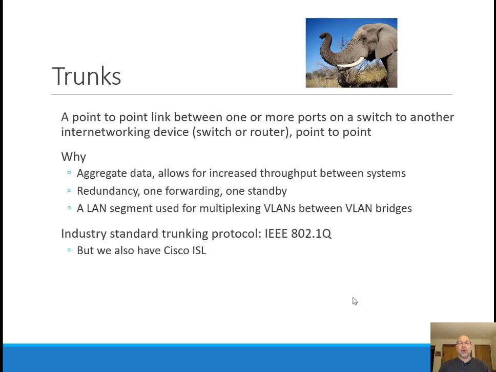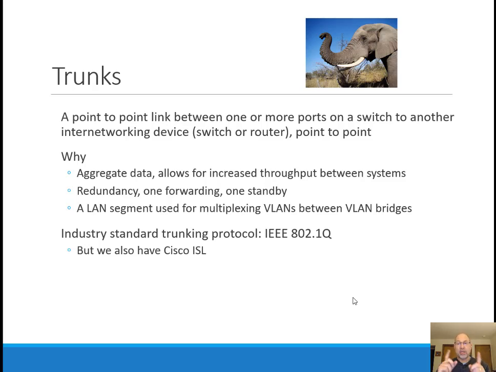Now, trunks. So a trunk is a point-to-point link. Now, historically, trunks have got a lot of different names. So if you have telephony, you know a trunk is a collection of lines put together, but that's not what we're doing here. The primary use of a trunk in a data network is to convey VLAN information.